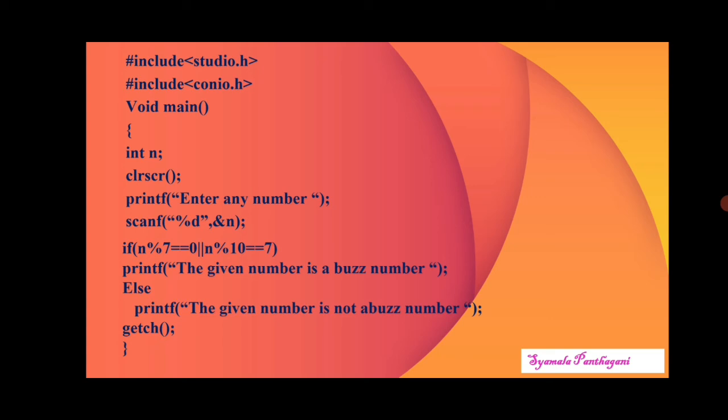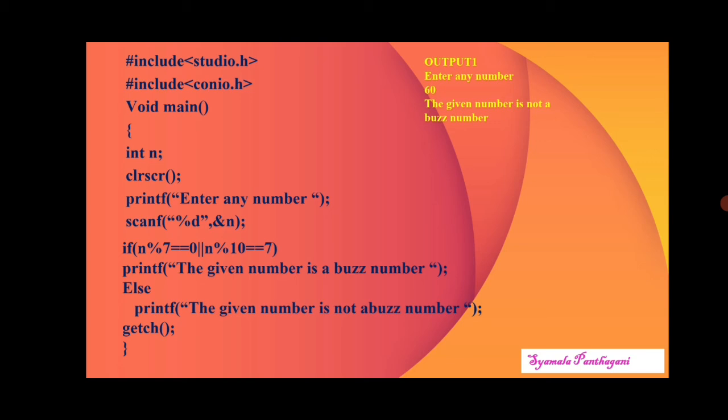If both of these conditions are false, then the given number is not a buzz number. If either of these two conditions is true, the given number is a buzz number. If both conditions are false, then the given number is not a buzz number, and we print that. Shall we go to the output?